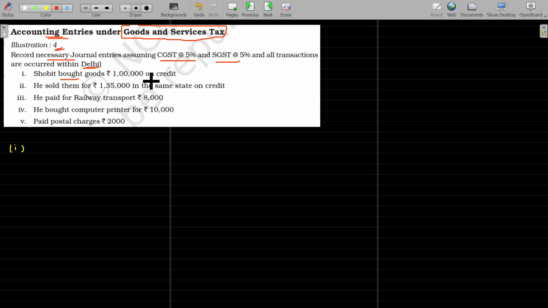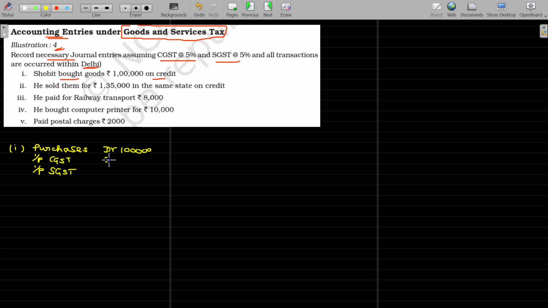Shobit bought goods rupees 1 lakh on credit. What is the journal entry for purchases? The journal entry for purchases being purchases account debit, value being 1 lakh, and of course we have to pay the CGST and SGST. That amount should also now be debited, and any amount you are paying at the time of purchasing could be refunded, so it's your asset, and should now be debited in the name of input CGST as well as input SGST.